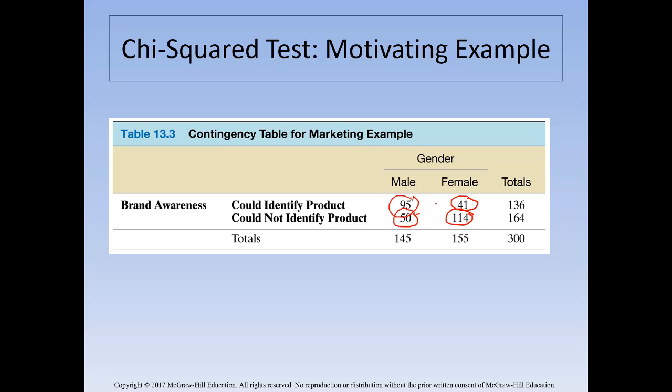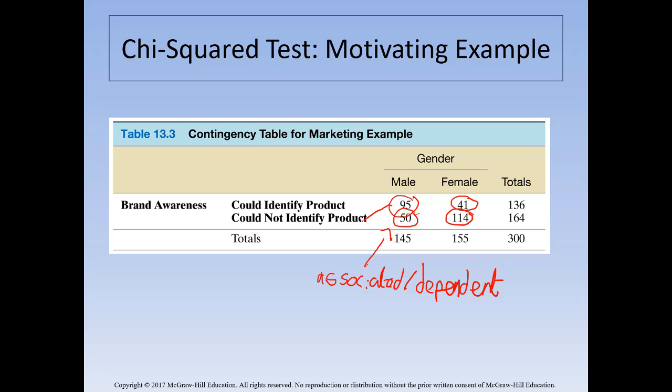So we think there's some association. These guys are not independent. So these guys are probably associated, which is another way of saying they're dependent on one another. Now note with the chi-squared test, we're not actually testing any sense of direction. So we're not testing if male gender causes brand awareness or if brand awareness causes gender. We're just purely testing association.